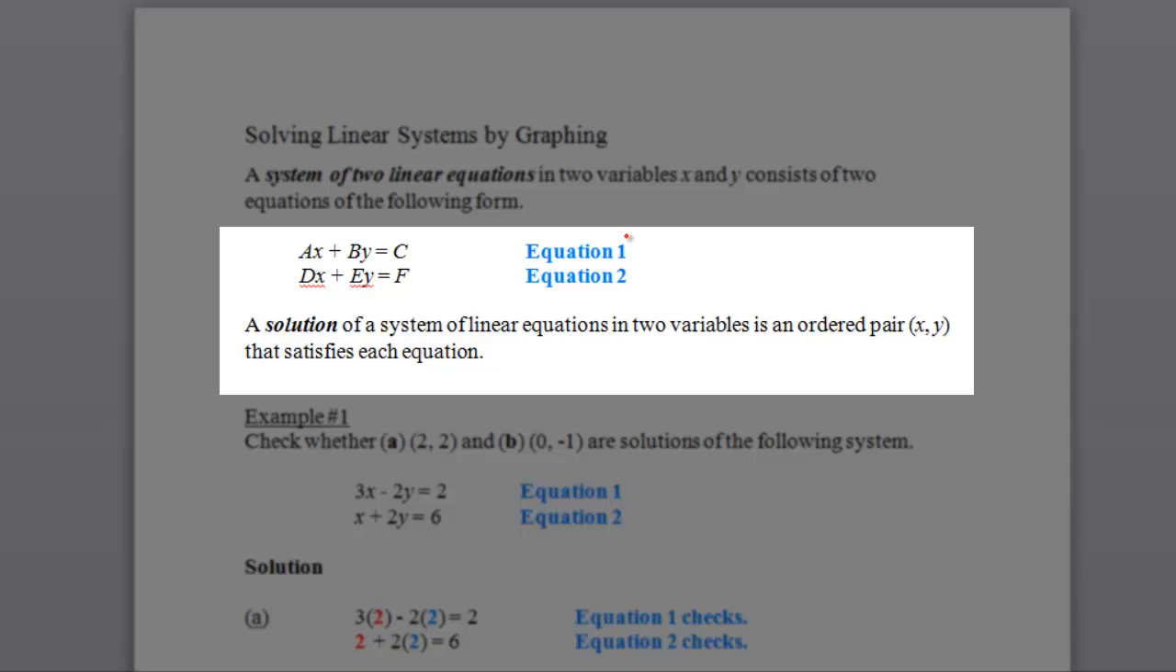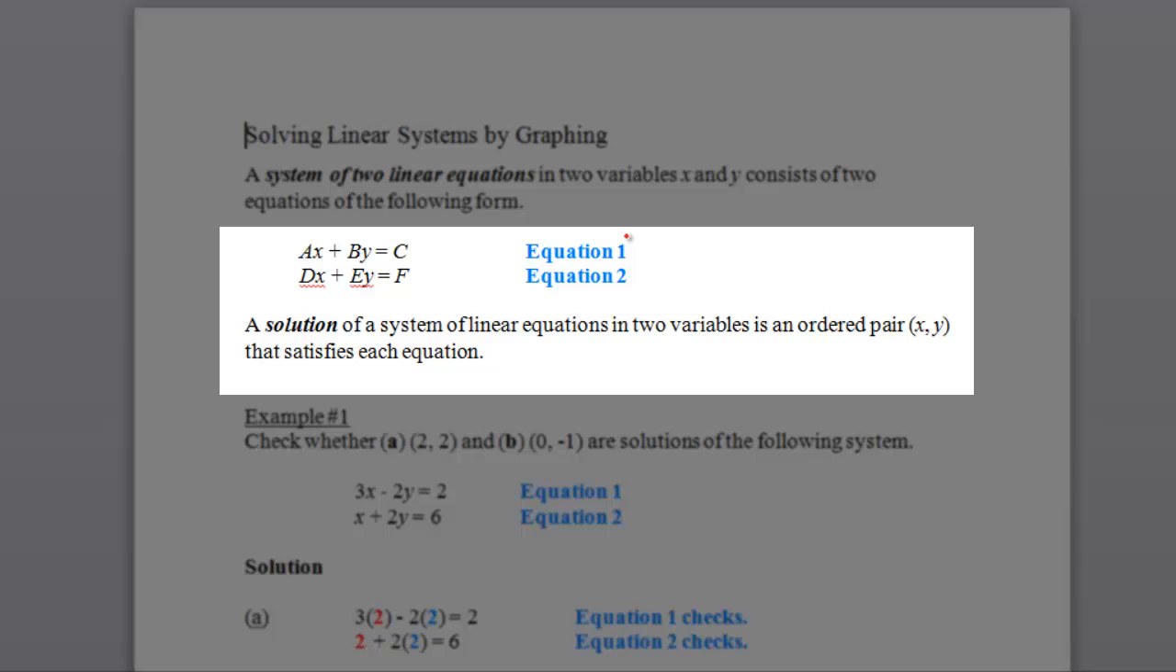Your system of equations could also be written in slope-intercept form, so long as there's two and you have an x and a y in both of them. If you don't have an x and y in both of them, you're probably dealing with a vertical or a horizontal line, so keep those special circumstances in mind.